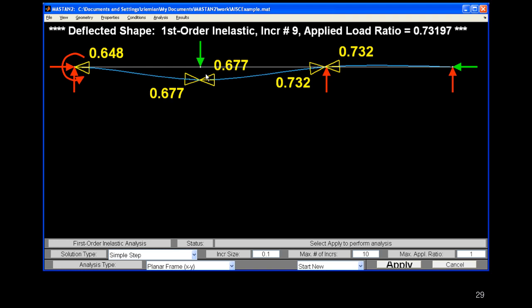So we keep increasing both the axial force and this gravity load of vertical force. Eventually we'll get a second plastic hinge to form at 67.7% of the load. It's still not a mechanism. It can take more load. And eventually at 73% of the load, we finally get a mechanism and we've fully yielded the beam.